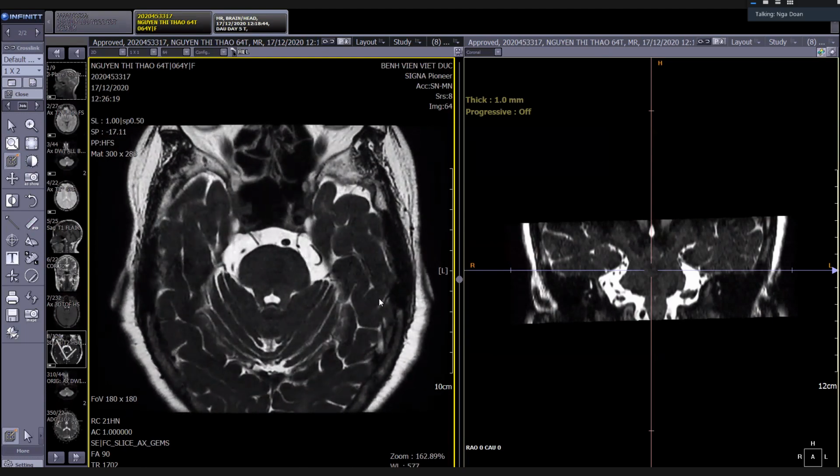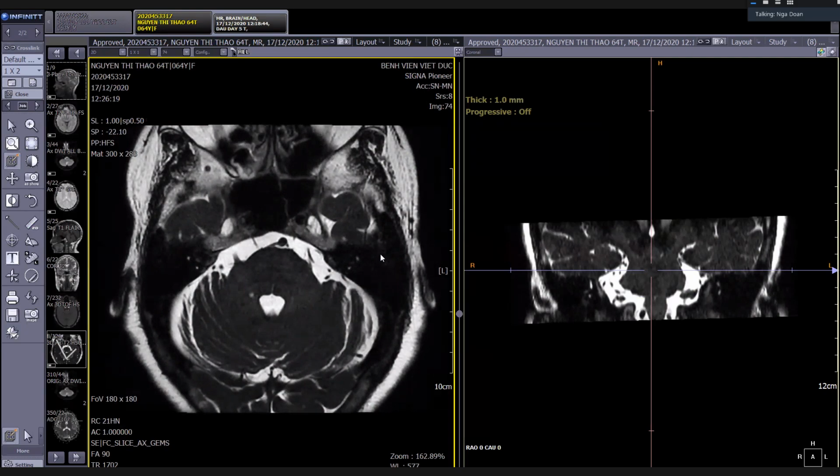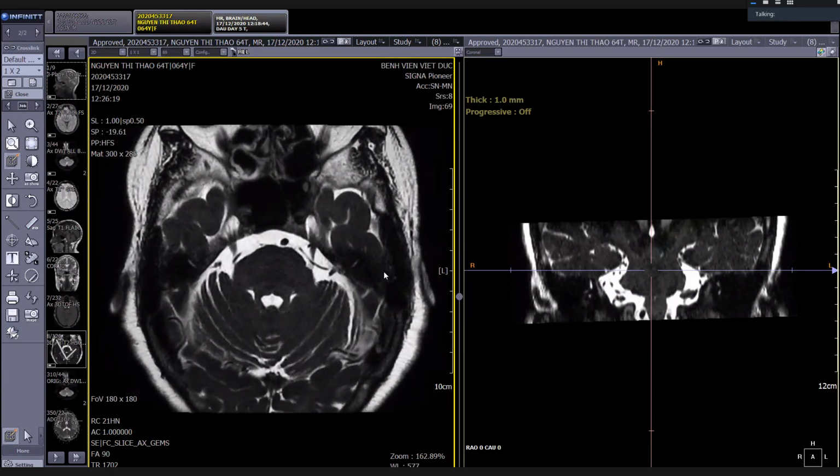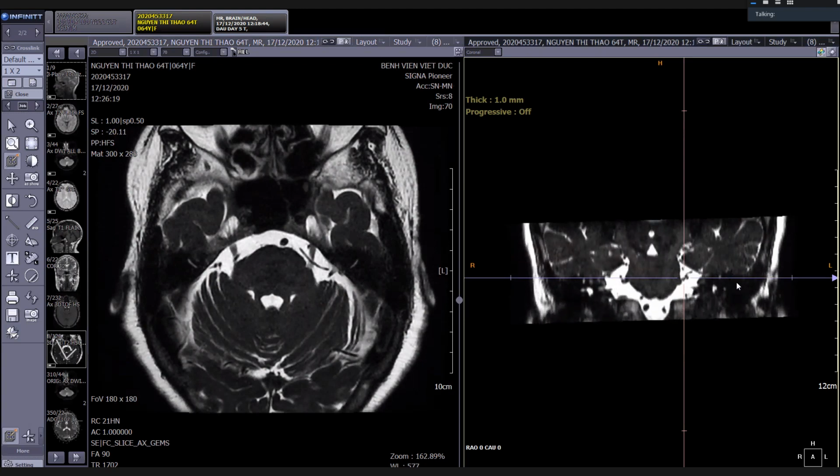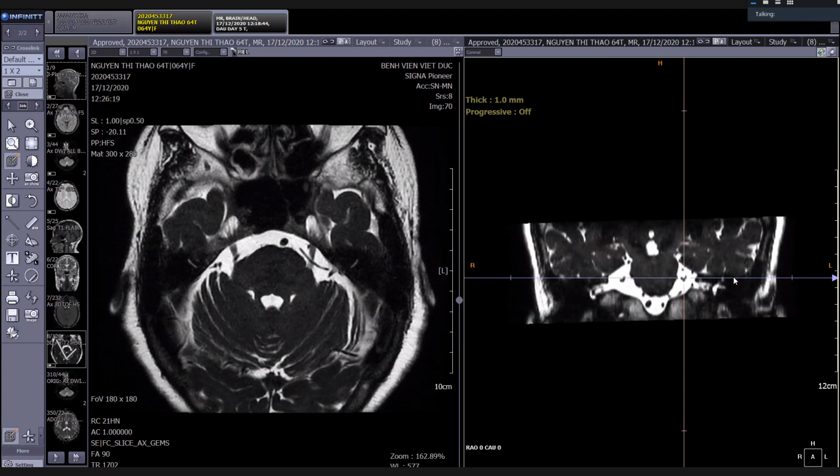This patient has trigeminal neuralgia. You can see the trigeminal nerve is caught between two vessels. Sandwich. The configuration of compression in this case is sandwich compression. Yeah, sandwich pattern, right?